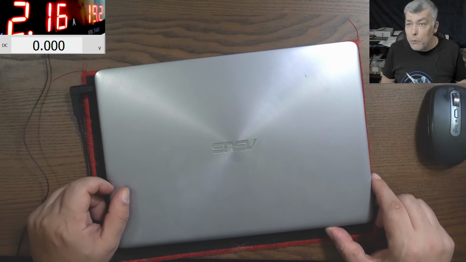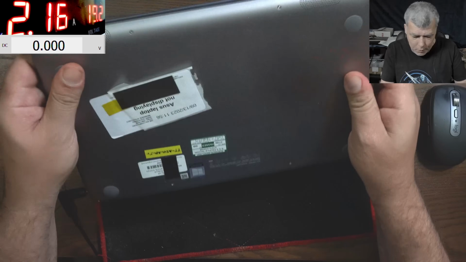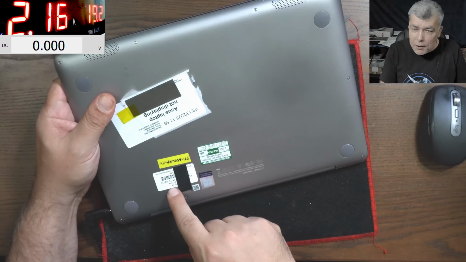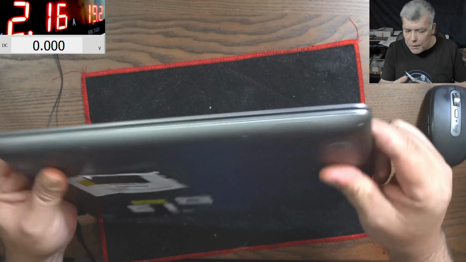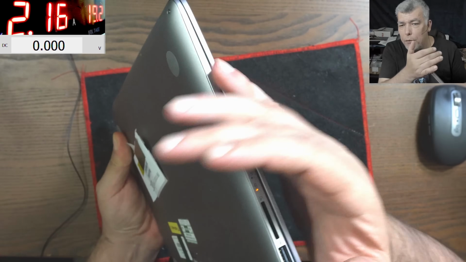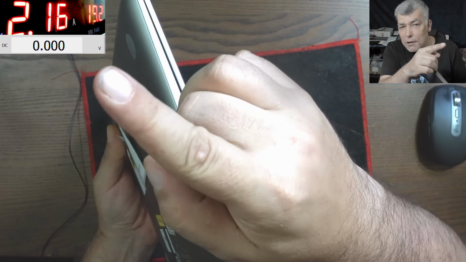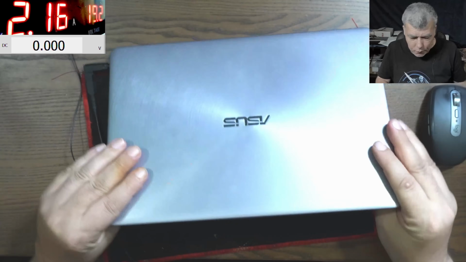What we have here is a job coming from a local repair shop, actually a local school. What is happening with this one is that it's charging fine. You can see the charging light there. It's taking about 2.1 amps here, which is fine.